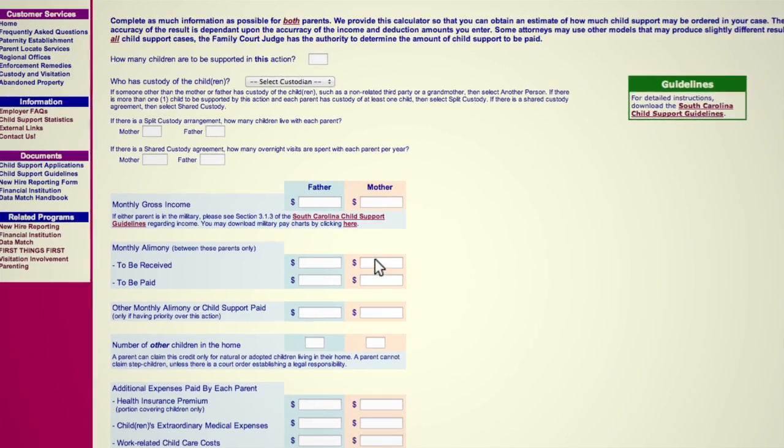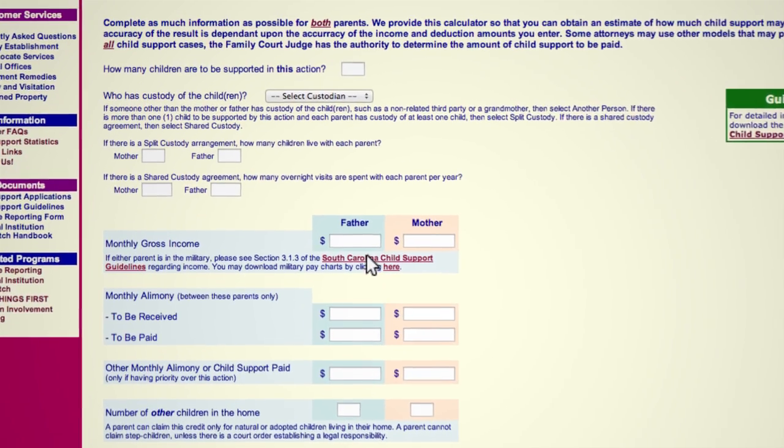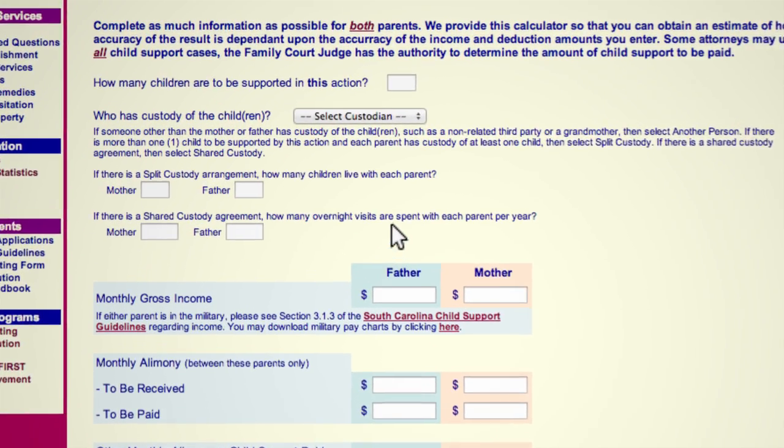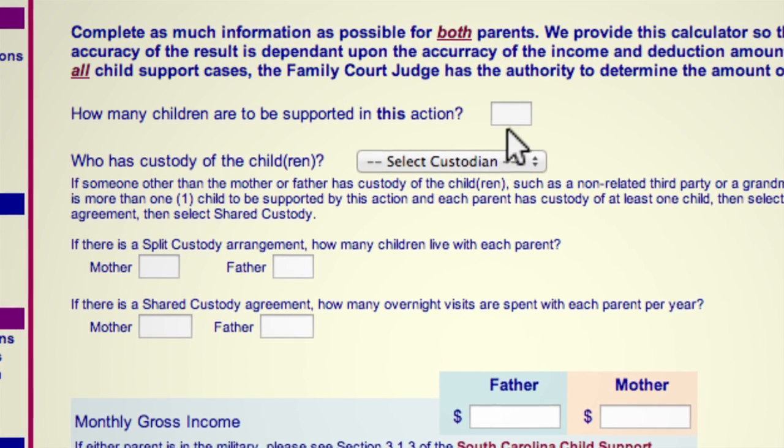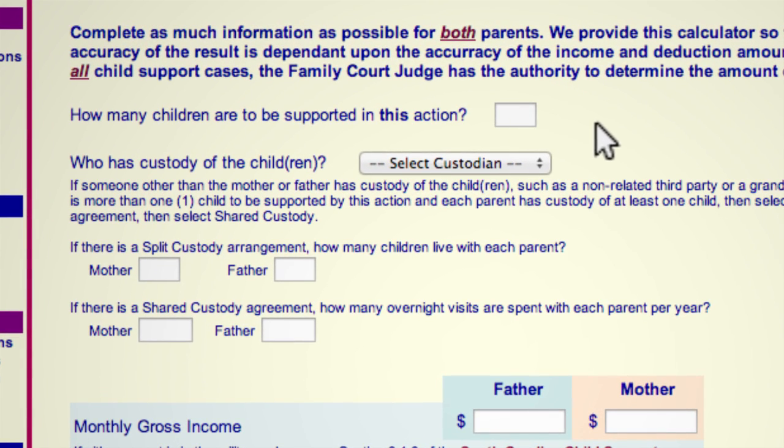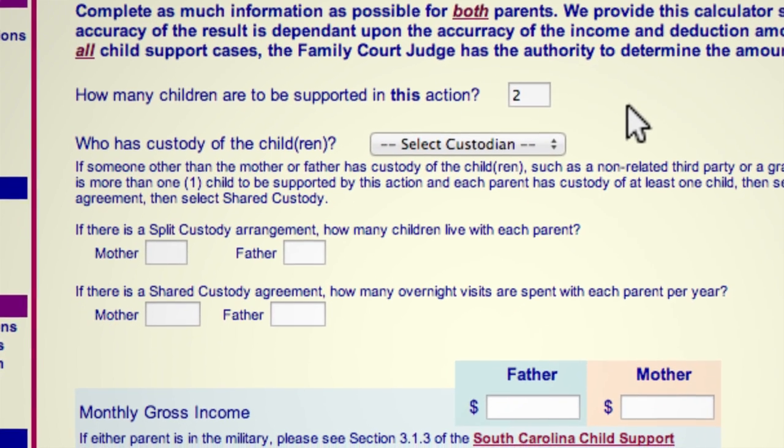You should carefully consider the results of the calculator before deciding if filing a child support modification will benefit you and your family. Let's look at the calculator and work through an example. How many children are to be supported in this action? You will need to fill in the box with the number of children in the court order that you want to modify. For our example, we will use 2. Just type the number in the box.